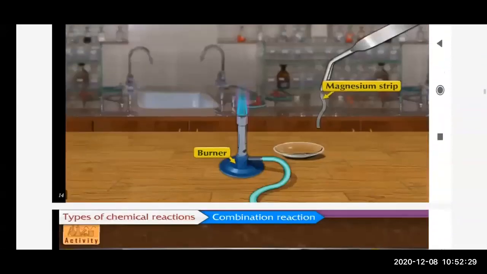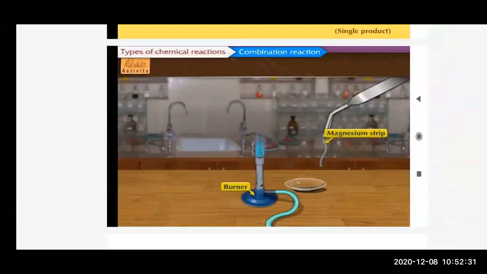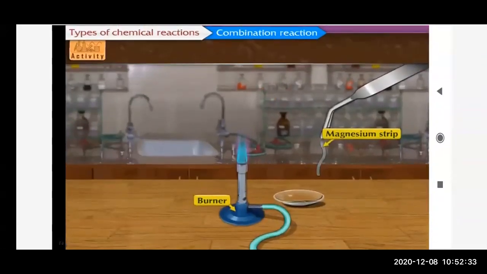Now we'll move on to the second activity. In total there are three activities. See the second activity on page number 36. Hold a magnesium strip in a pair of tongs and ignite it. We are going to take a magnesium strip, hold it with the tongs, and light the burner. On burning in air, a white powder of magnesium oxide is formed.